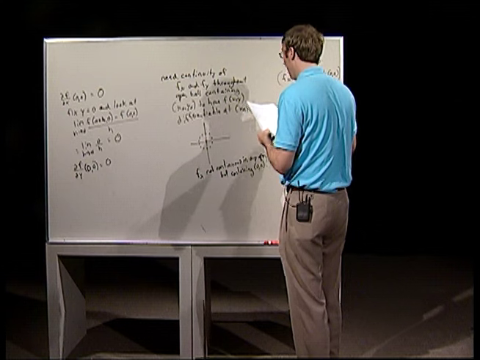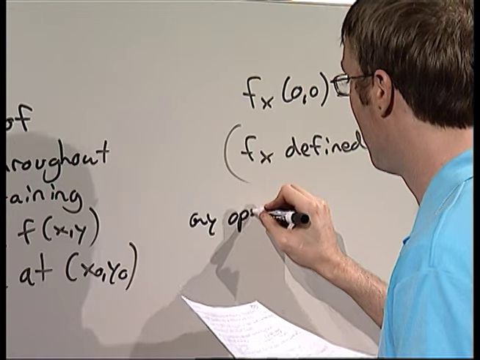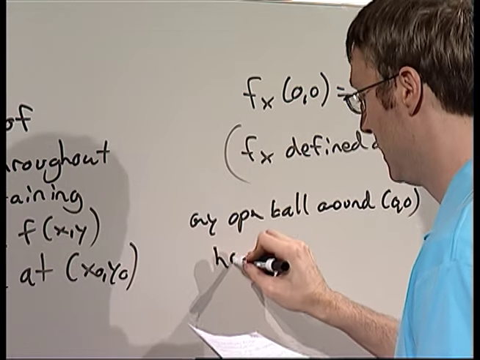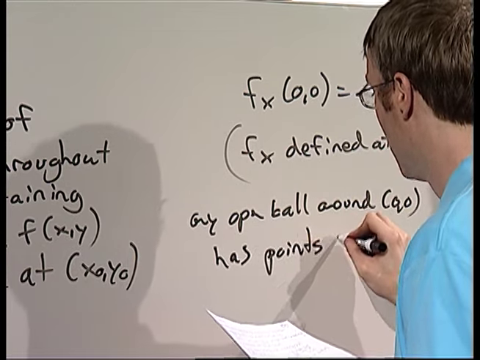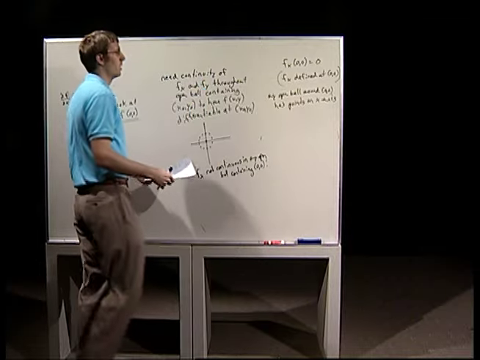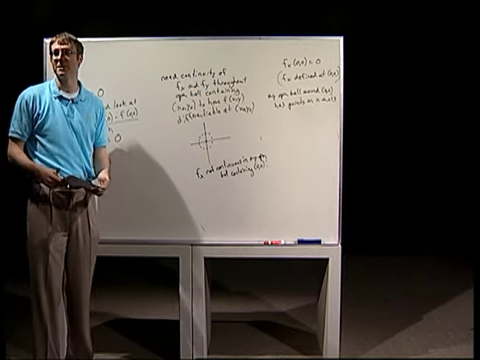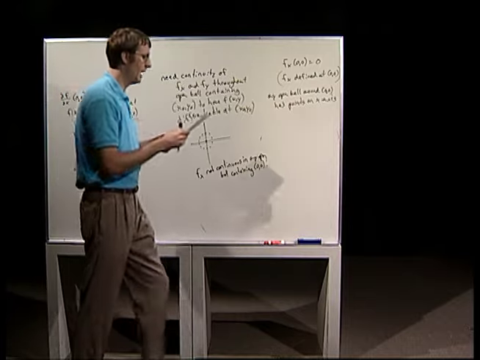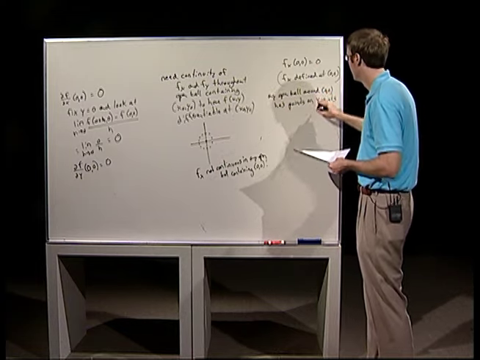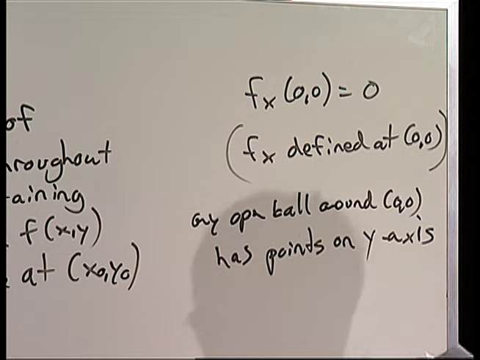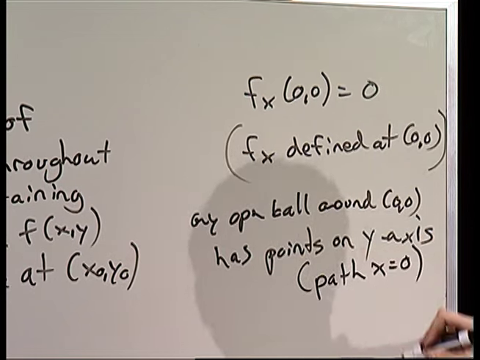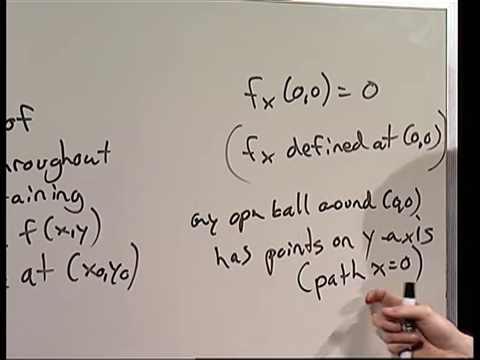Well, any open ball around (0,0) contains points on the x-axis, right? In other words, you can't have an open ball around (0,0) without hitting the x-axis. It's not possible, right? And this is the path y equals 0. I'm sorry, I wanted to say the y-axis. The x-axis works too, but the x-axis will work for the other derivative. For this one, the y-axis, the path x equals 0. So any open ball contains points on the y-axis.